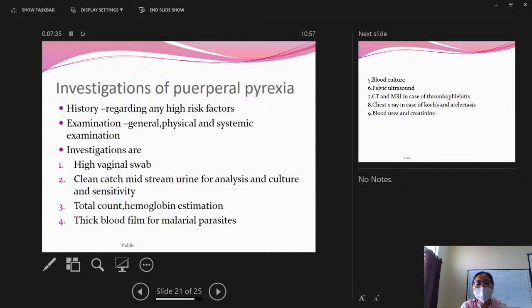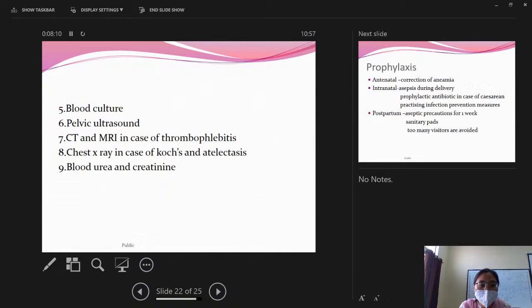Investigations: we need to take a high vaginal swab to know if there is any growth of bacteria. Second, we have to send a midstream urine for analysis and culture and sensitivity to know if there is any urinary tract involvement. And we have to have a total blood count. Hemoglobin estimation is also important in order to know whether the patient is actually having puerperal sepsis or just mild fever from other causes. Then we have to take a thick blood film to rule out the malarial parasite. We have to take the blood culture also, and we have to do a pelvic ultrasound if we are doubting that there is a pelvic abscess.